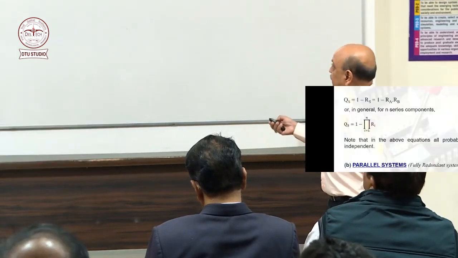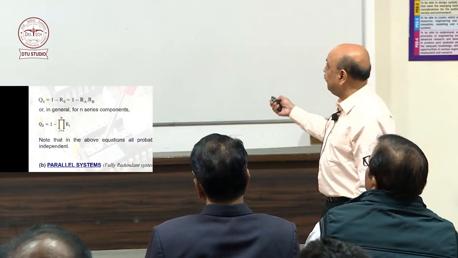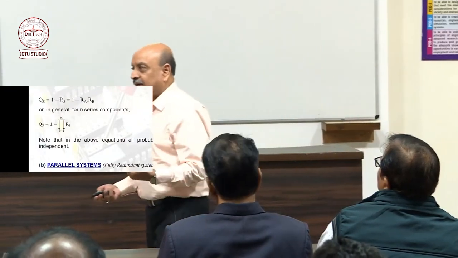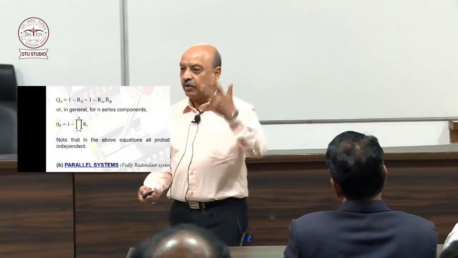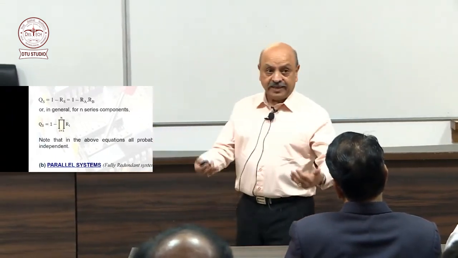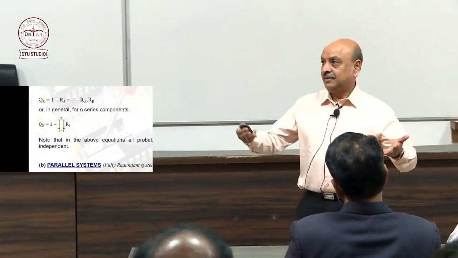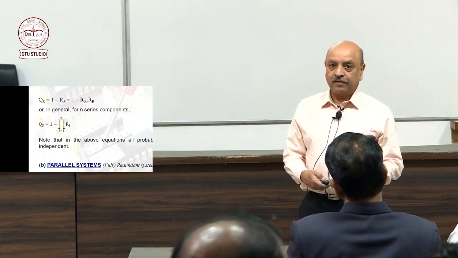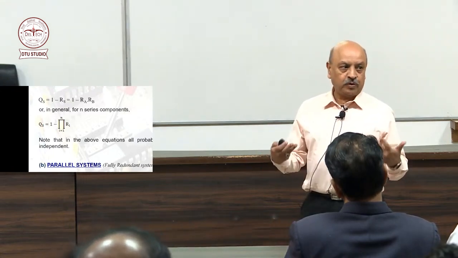Let's look at the parallel system, which is a fully redundant system. Fully redundant. What does it mean? It means that only one component is required out of the 2. So there is redundancy. There is extra reliability that you are going to incorporate in the system, right? Of course, you can put 3, you can put 4, you can put 5.